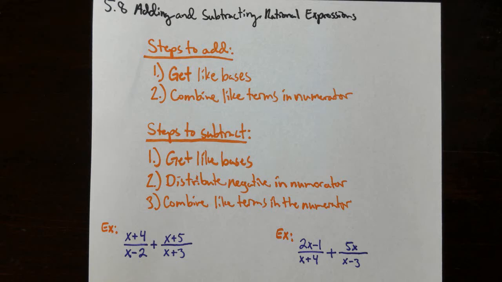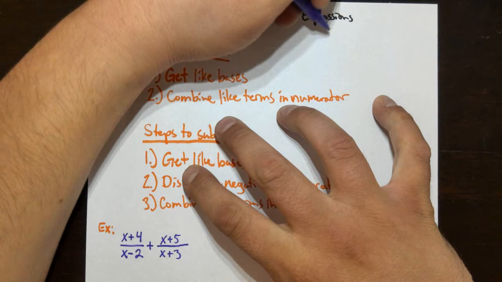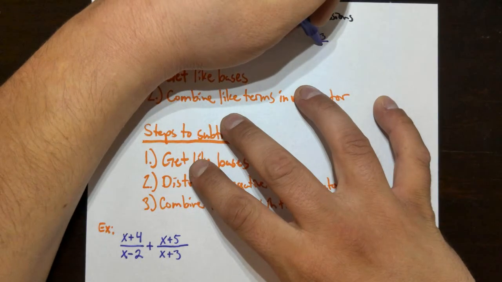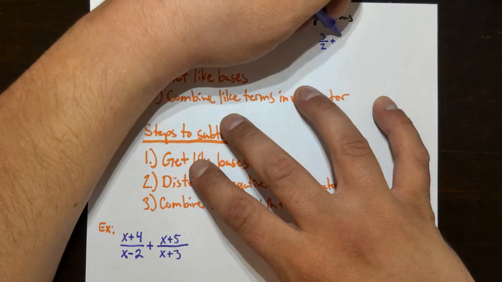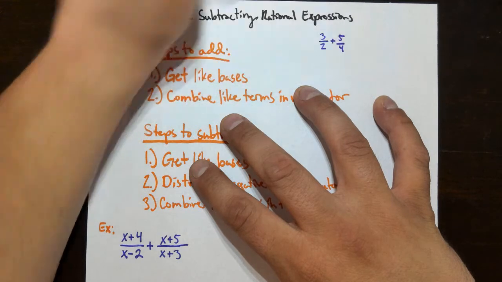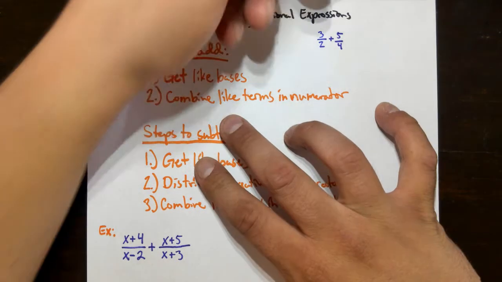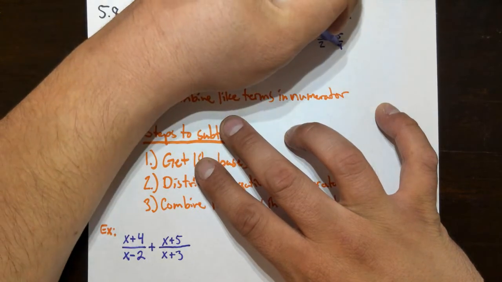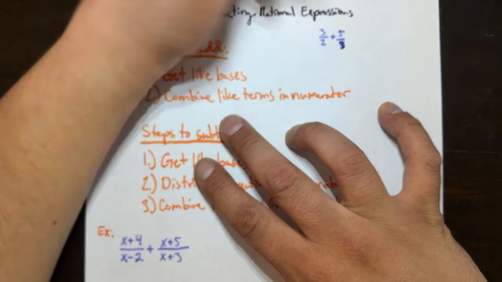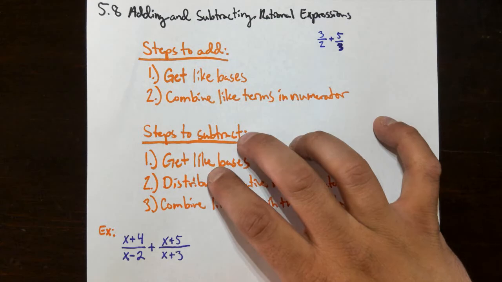So remember what is true about adding fractions, and that is that the denominator, the lower number, needs to be the same. For instance, if we had something like 3 over 2 plus 5 over 4, we would have to get like bases. Or actually, I'm going to change this to 5 over 3. So how do we get like bases?